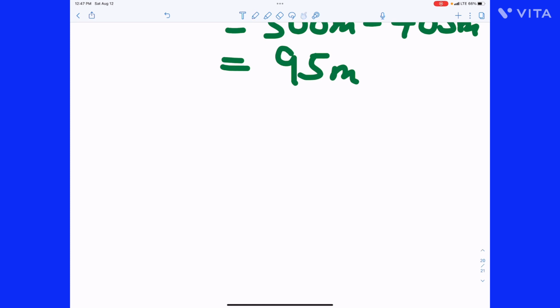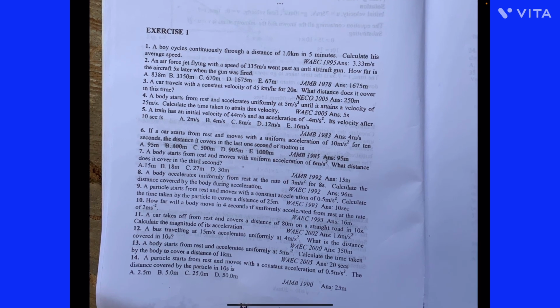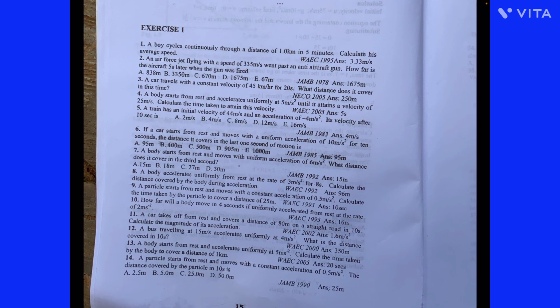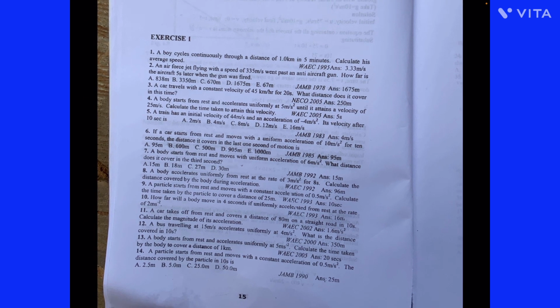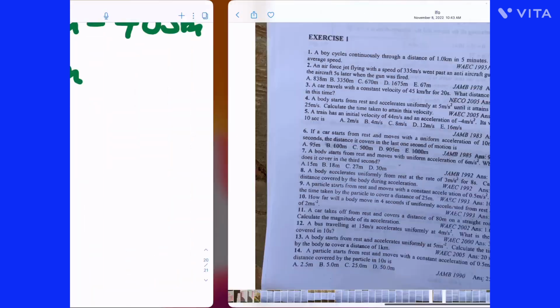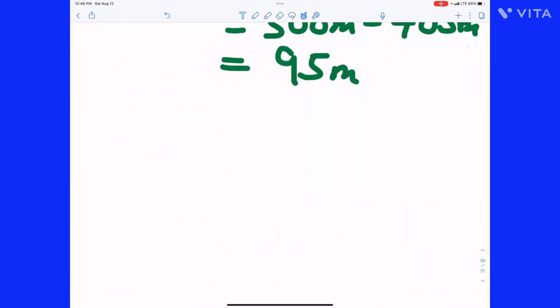Let's go ahead and do question 7. A body starts from rest and moves with uniform acceleration of 6 meters per second squared. What distance does it cover in the 3rd second? It starts from rest and moves with an acceleration of 6 meters per second squared. Okay, number 7 is similar to number 6.